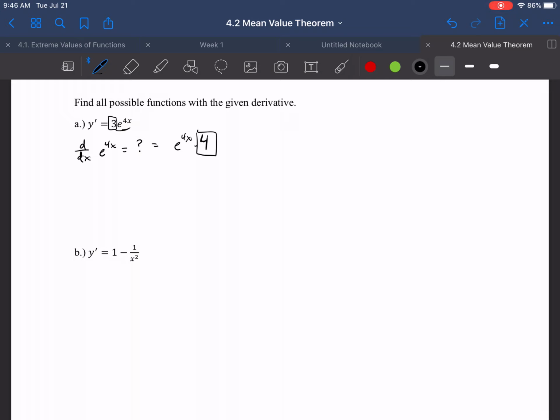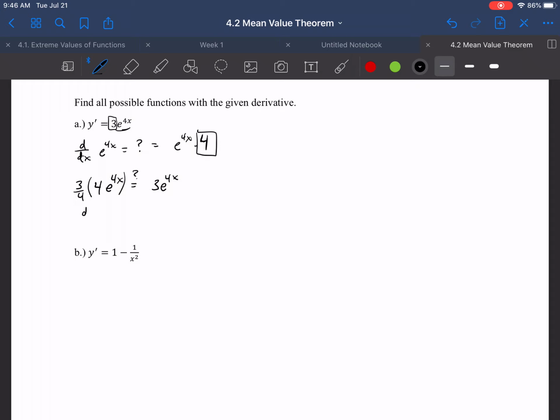And the answer is, what can we do to this to make it that? So in other words, how do we make 4e to the 4x equal 3e to the 4x? Like, how do we do that? And the answer is we're going to have to multiply it by something. And in fact, if we multiply it by 3/4, then they suddenly equal each other, right?